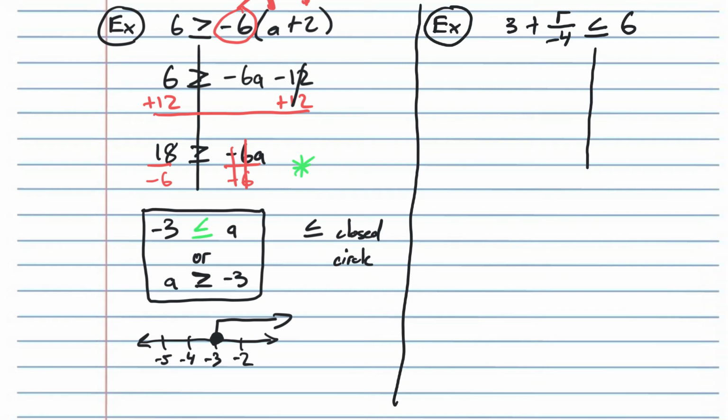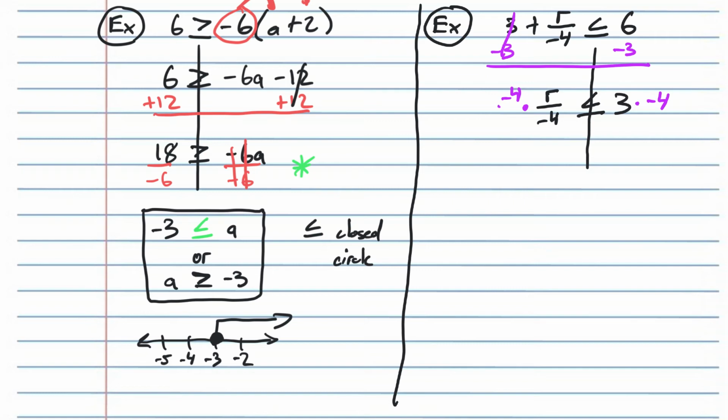Okay, so we're still going to approach it the same way. We want to get rid of the numbers that are not attached to the variable first. So we do want to get rid of that 3. So it's positive, so we can go ahead and subtract it. Okay, subtraction does not cause our new rule to take place, so our symbol has not changed. Okay, and then now to get rid of that negative 4, where a fraction is just division, the inverse, the opposite, would be to multiply. So we're going to multiply by negative 4 on both sides.